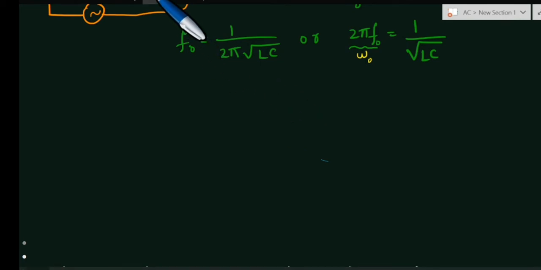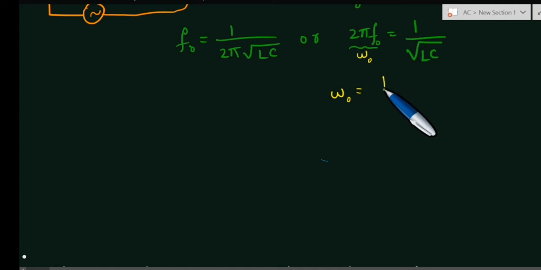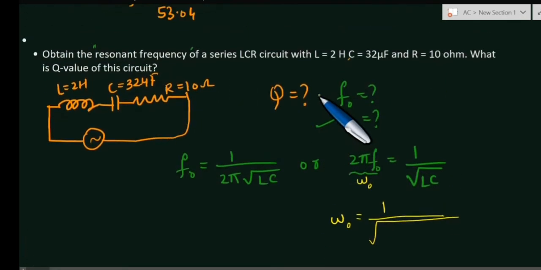So omega naught is equal to 1 divided by root LC, the value of L and value of C we can substitute. The value of L is 2 Henry and the value of C is equal to 32 microfarad. So if you calculate this, the value comes out to be 125. The unit of omega naught is radian per second.